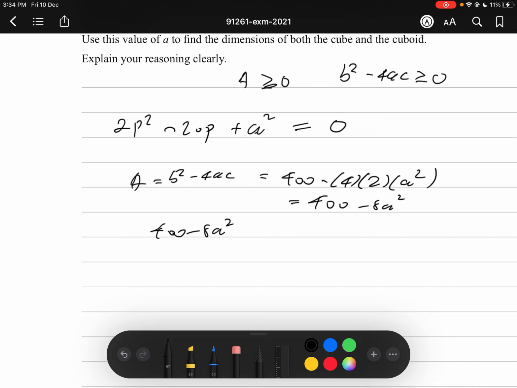So 400 minus 8a squared is greater than 0. 400 is greater than 8a squared. 50 is greater than a squared. So then a must be at most 7.